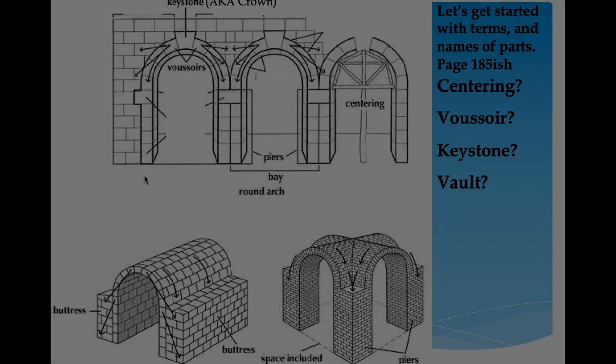Okay, vault. Vault is just a general term for an arched roof or ceiling, usually made of brick, stone, or concrete. Pretty straightforward. A pier, which are down here, is an upright architectural support, usually rectangular and sometimes with a capital or base.